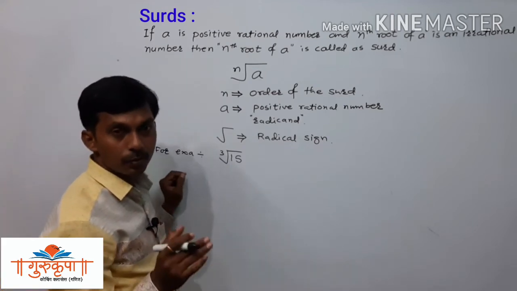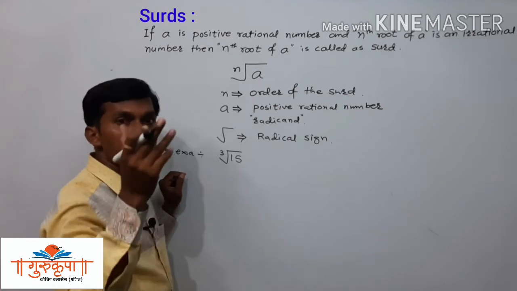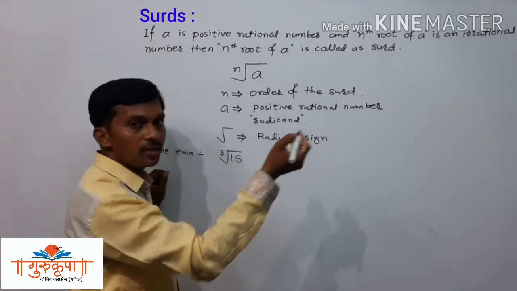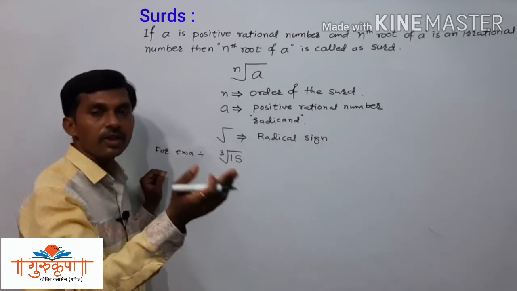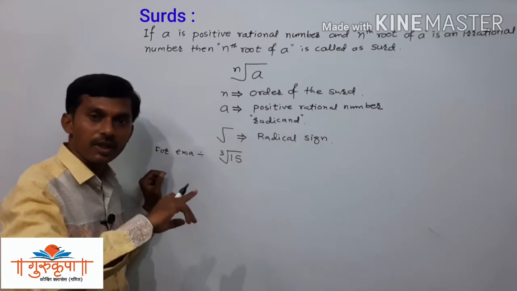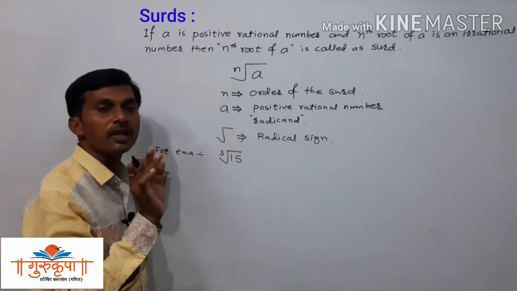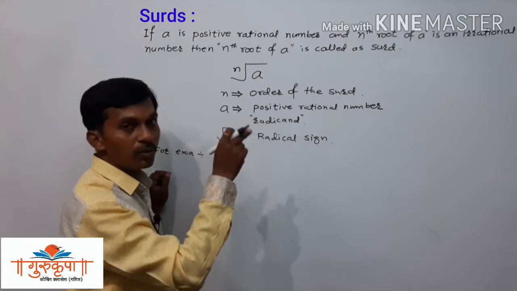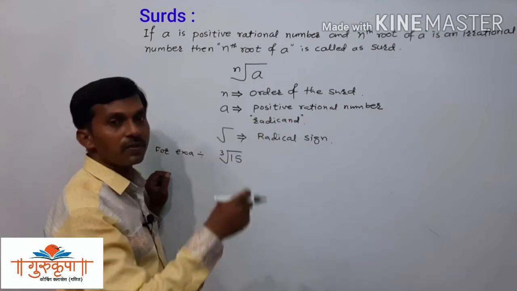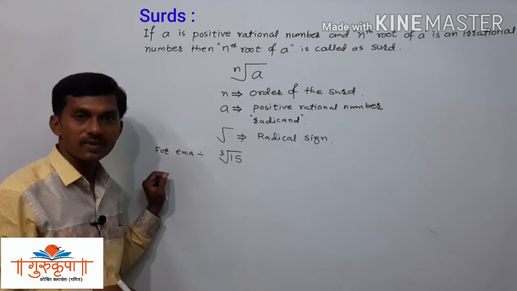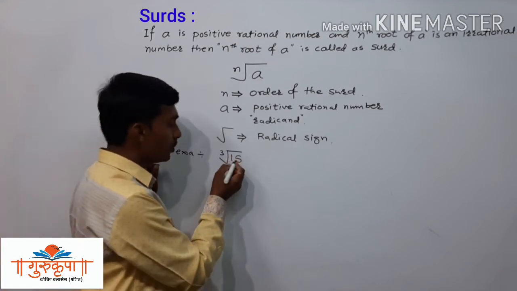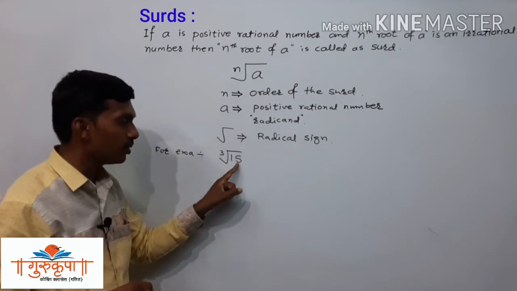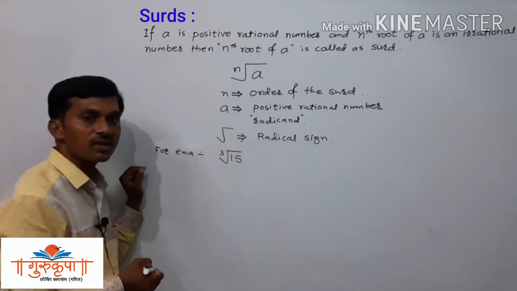1 cube is 1, 2 cube is 8, 3 cube is 27. Between 8 and 27 we cannot find the cube root of any number, since 8 is the cube of 2 and 27 is the cube of 3. Here it is impossible to find the cube root of 15. We cannot get the cube root of 15 since it is an irrational number.